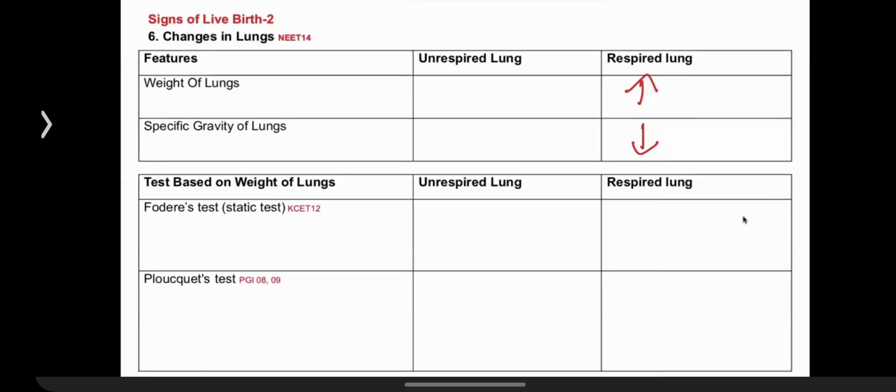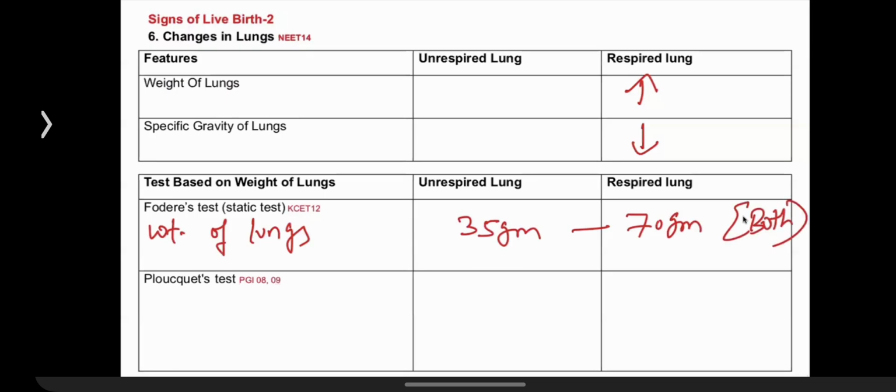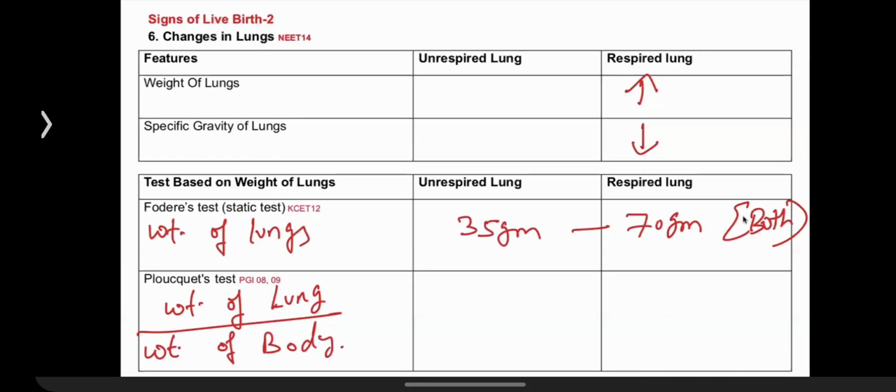So Fodere's test depends upon the weight of the lungs, which changes from 35 gram to 70 gram, the weight of both lungs combined. Ploucquet's test is the ratio of the weight of the lung to the weight of the body. It changes from 1 upon 70 to 1 upon 35.